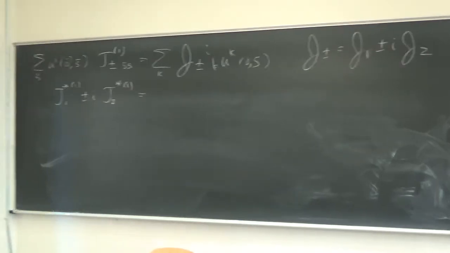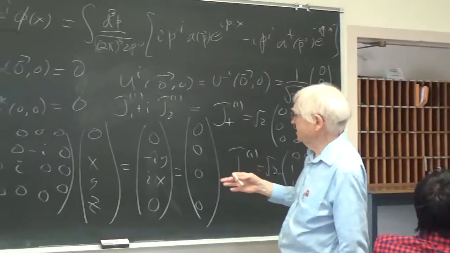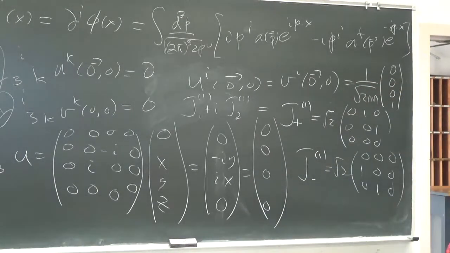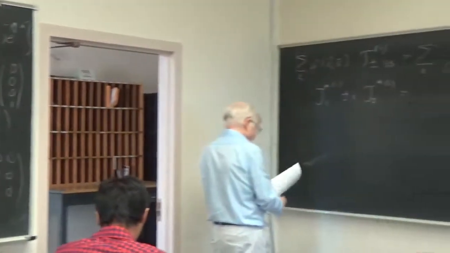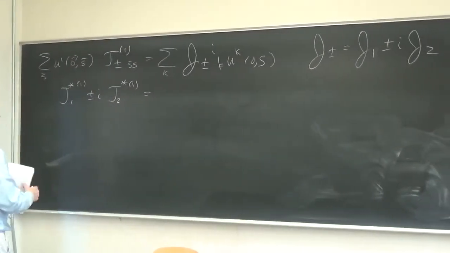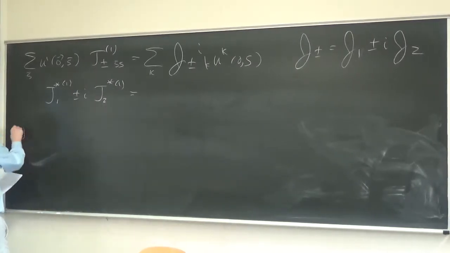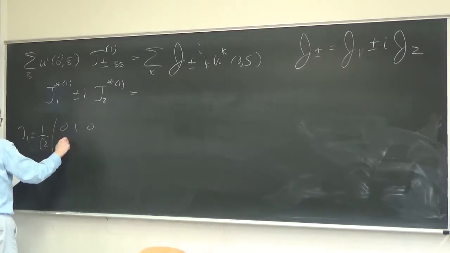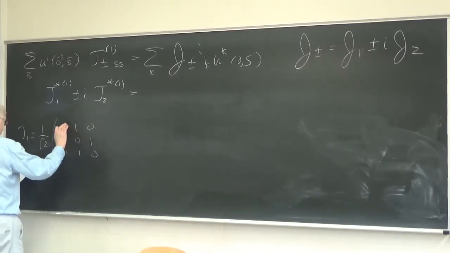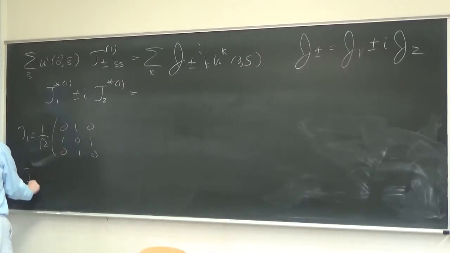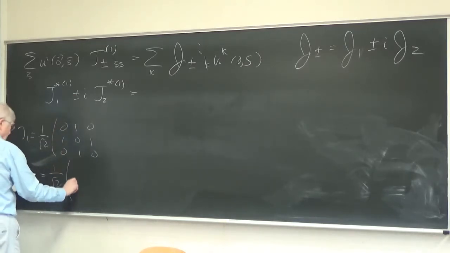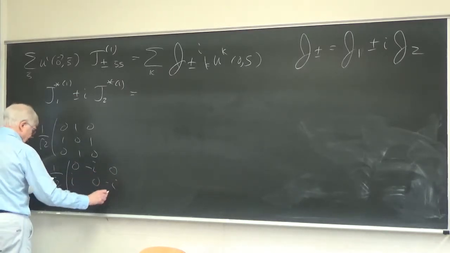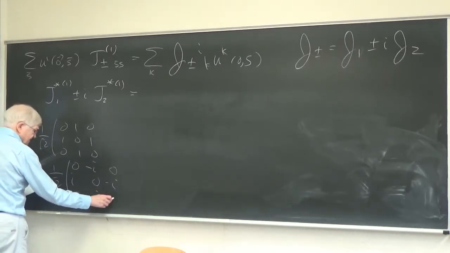I'm sorry, I didn't write, where are the J1s and J2s? Did I write them down somewhere? No. Okay, I didn't write them down. Let me write them down for you just to remind you what they are. They are in the notes. J1 is 1 over root 2 times the matrix 0, 1, 0, 1, 0, 1, 0, 1, 0. And J2 is 1 over root 2 times 0, minus I, 0, I, 0, minus I, 0, I, 0.